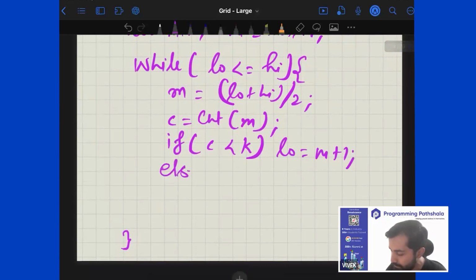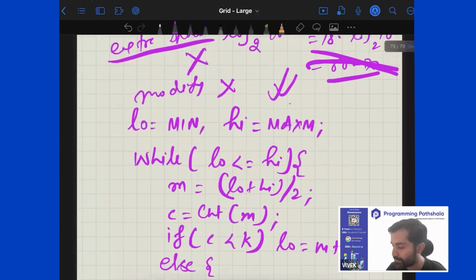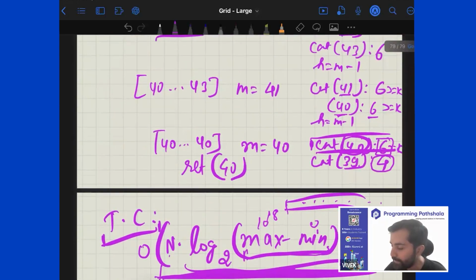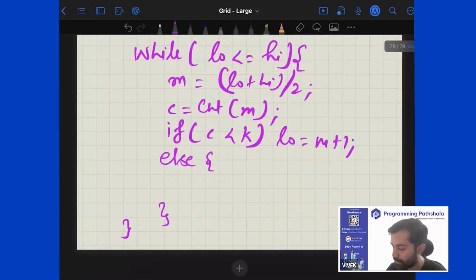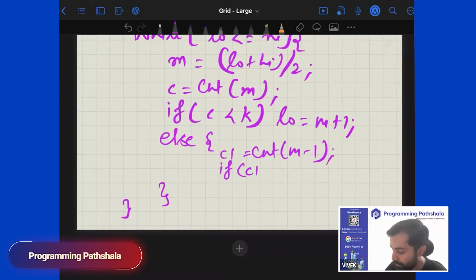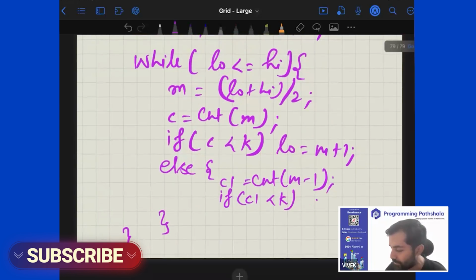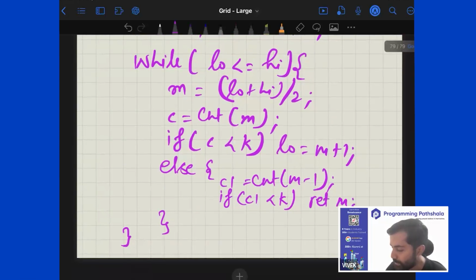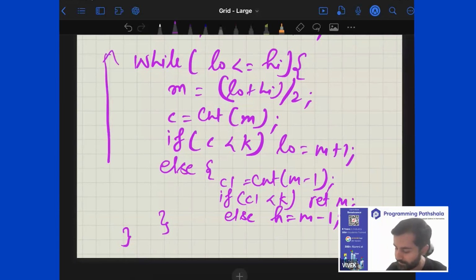And what do you do in the else case? In the else case, let me help you recall again. You quickly check what is the value that you are getting for mid minus 1. So you can invoke count for mid minus 1 and let's say this value is C1. Now, if C1 is smaller than K, it is guaranteed that your current mid is the answer. So you can return mid. But in the else case, you will say that your answer lies in the left side. So you will change your high to mid minus 1. Is that clear? How many of you understand this?